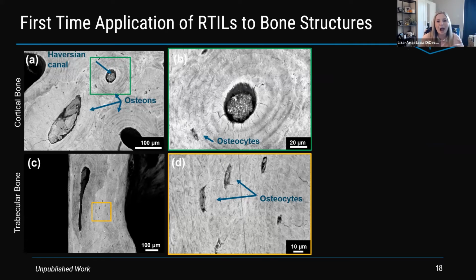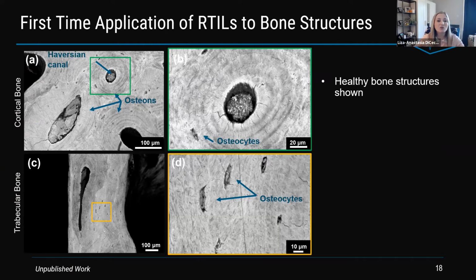I was really happy with this. This is on our JEOL 6610 microscope. We found these healthy bone structures shown here. You have cortical bone and trabecular bone. Cortical is the compact bone that's more dense, whereas trabecular bone has more free-floating porous structures.